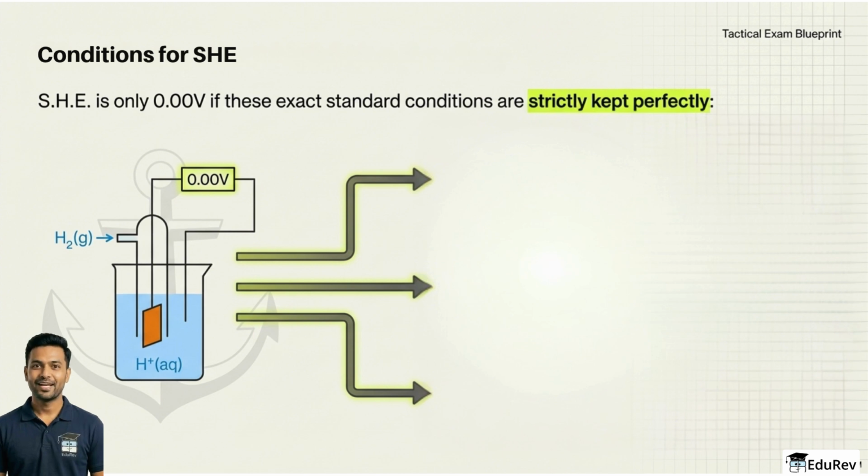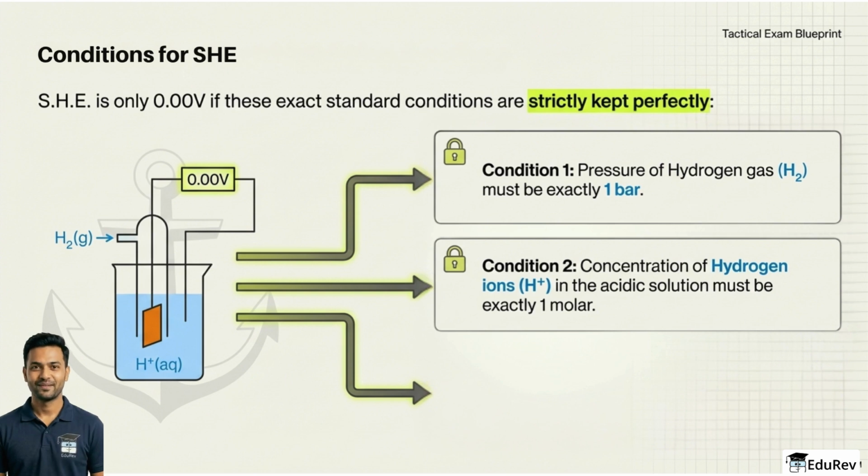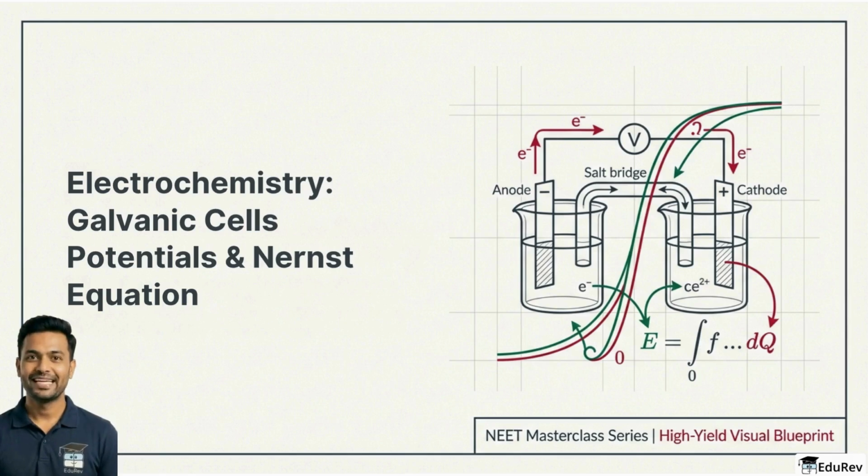For SHE to remain a true zero reference, the conditions have to be exact. Hydrogen gas pressure must be 1 bar, the concentration of hydrogen ions must be 1 molar, and the platinum electrode must be coated with platinum black to provide a highly active surface for rapid equilibrium. Here's the main point. SHE is only 0.00 volts when the standard conditions are strictly maintained. If any one of them changes, the reference is no longer exact. Electrochemistry becomes easy once you see the full system, not just the formulas.